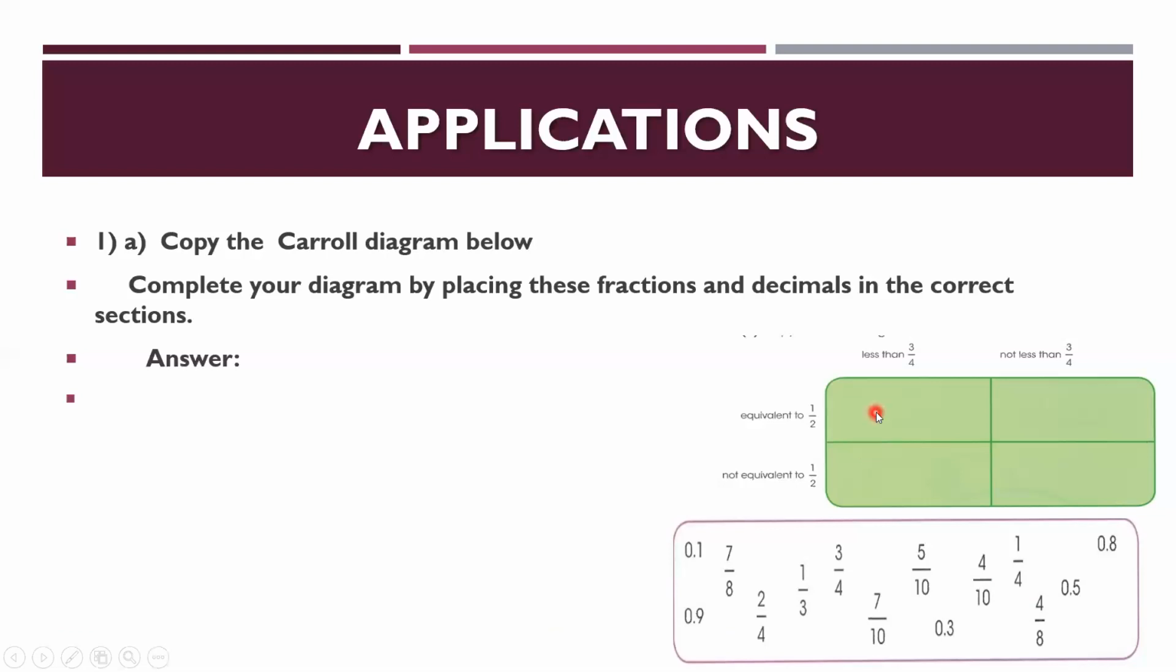So what are the answers over here? 0.5, 5 by 10, 2 by 4, and 4 by 8. Now we will come over here. Not less than 3 by 4, equivalent to 1 by 2. So it should be equivalent to 1 by 2, but it should not be less than 3 by 4. So which means it should be greater than 3 by 4.